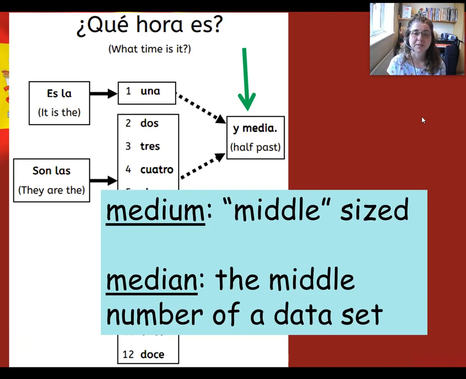So, media is related to the word medium. And if you think about small, medium, and large, medium is the middle one, it's the halfway point. Also, in maths, there is the word median, and the median is the middle number of a set of data. It's not the biggest, it's not the smallest, it's the one in the middle. So we have two words in English, medium and median, that both have something to do with middle or half. And if you think about it, half past is halfway round the clock. It's in the middle of the clock. And that helps us to remember y media.